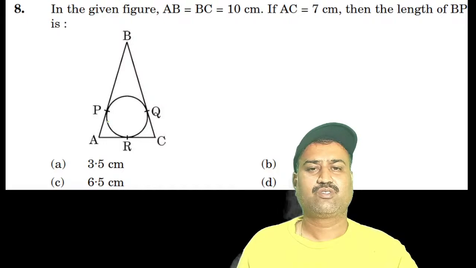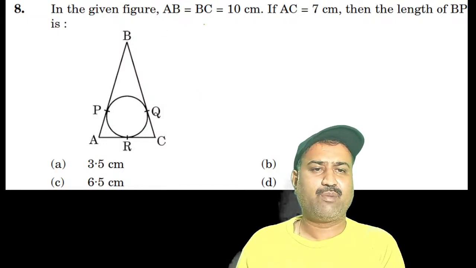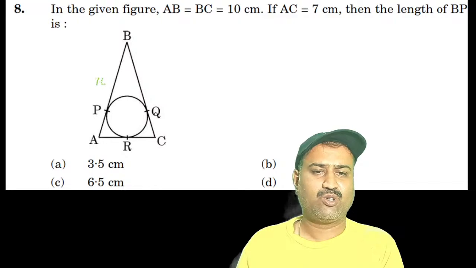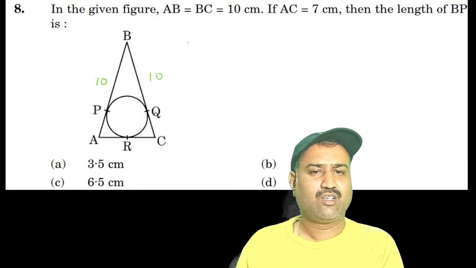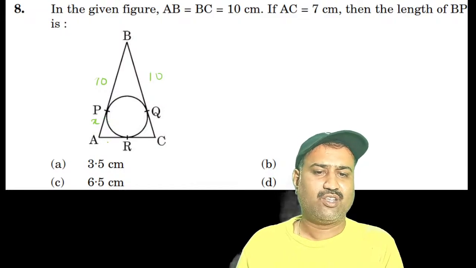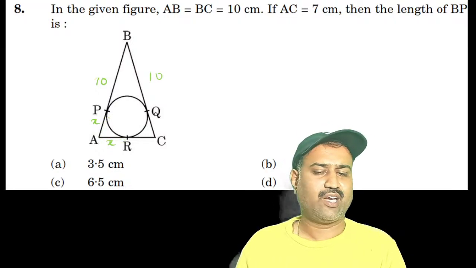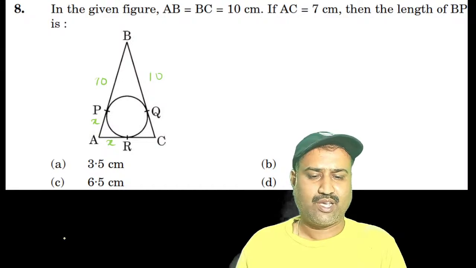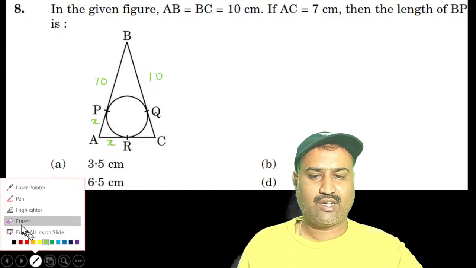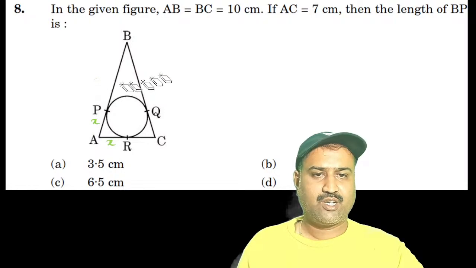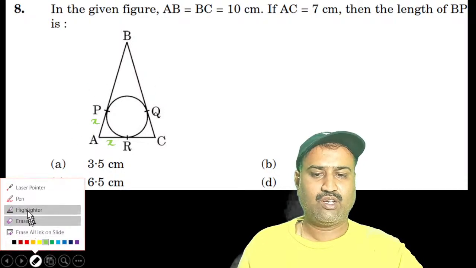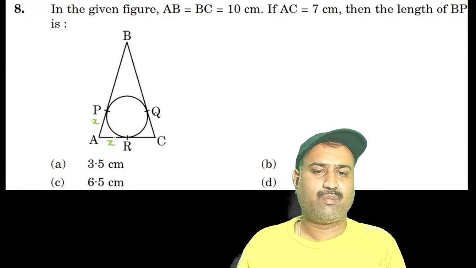Next question. In the given figure, AB is equal to BC is equal to 10. AB is equal to 10 here. BC is equal to 10 here. Therefore, if AB is 10, I will take AP as x here. Therefore, AR is equal to x, right? AP is equal to x, therefore AR is equal to x, because tangents drawn from an external point are equal, right? Tangents drawn from an external point are equal. Therefore, I will take AP as x.